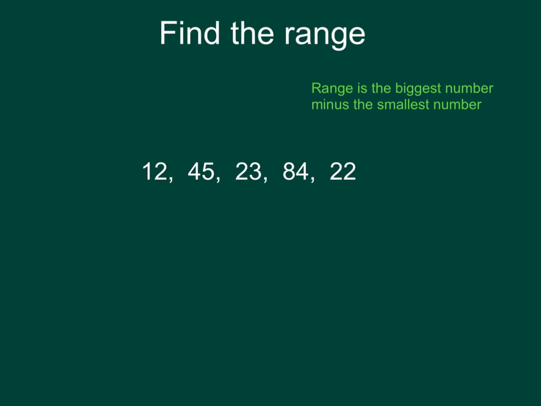And the last thing we're going to do here is find the range. If you remember from yesterday, the range is just finding the biggest number and then subtracting the smallest number from it. So I see my biggest number in this set of numbers is 84, and my smallest number is 12. And when I take 84 and subtract 12, I get 72. So my range would be 72.